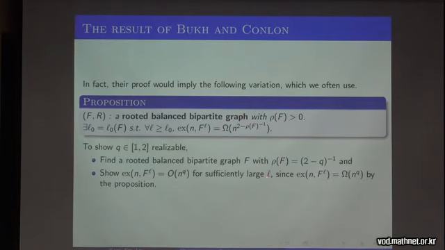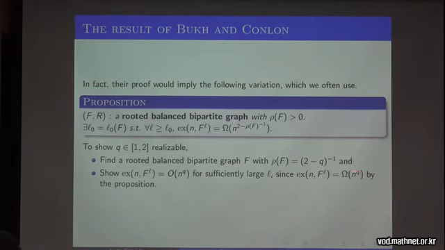What this proposition implies is that to show any given rational number is realizable, it is sufficient to find a rooted balanced bipartite graph F with this global density and just show the upper bound of the extremal number is order of n to the q for sufficiently large L. Then with this proposition, we are able to show that Q is realizable, because this proposition gives the lower bound, which matches the upper bound here.